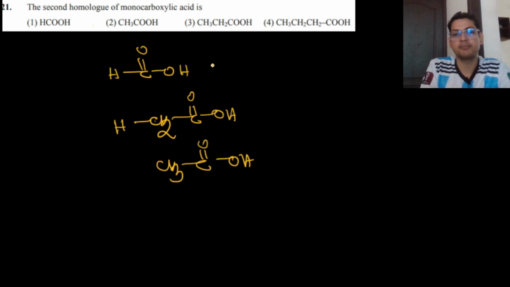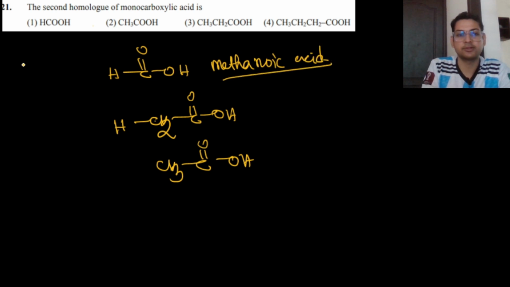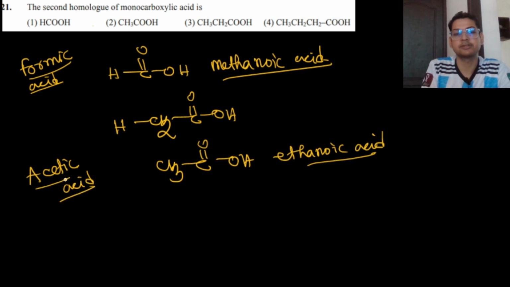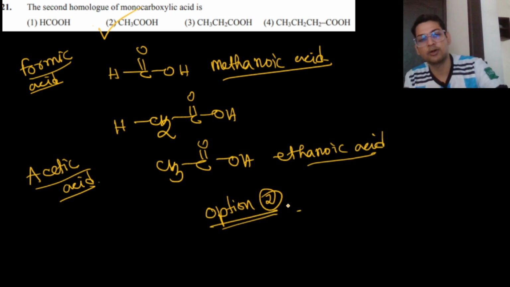First one, it is methanoic acid. There is a common name for this also, that is called formic acid. And this one is called ethanoic acid. And there is a common name for this also, that is called acetic acid. So this is your answer, is option number 2. Option number 2 will be your answer. Got it? Okay.